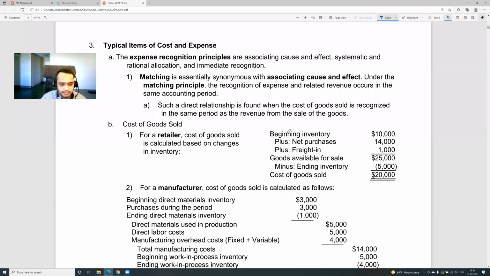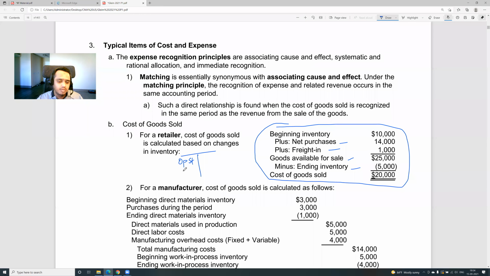Now, cost of goods sold, see here, this is the formula for cost of goods sold. You need to remember it for your life. What it is: beginning inventory plus net purchases plus freight is equal to goods available for sale minus ending inventory. That's it. If I have to put it under a T table, it is nothing but opening stock plus purchases plus direct expenses minus closing stock. What is it? My cost of goods sold.